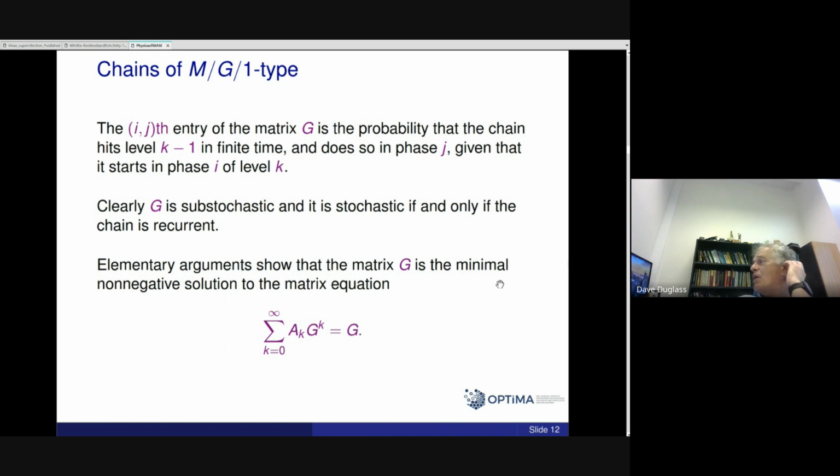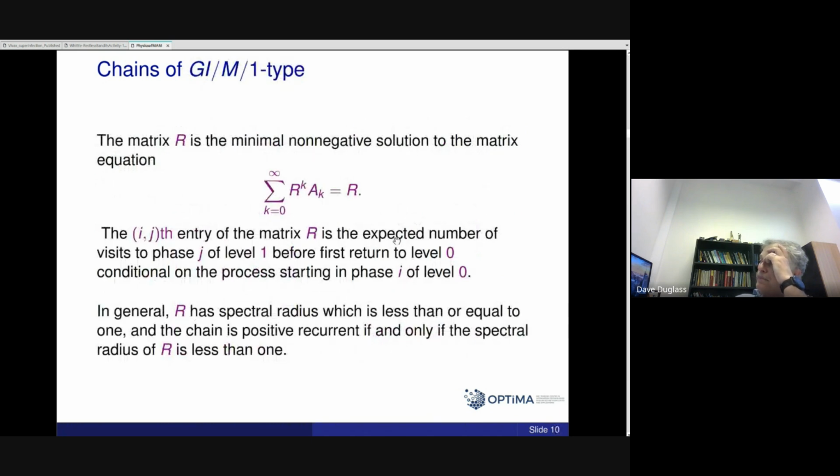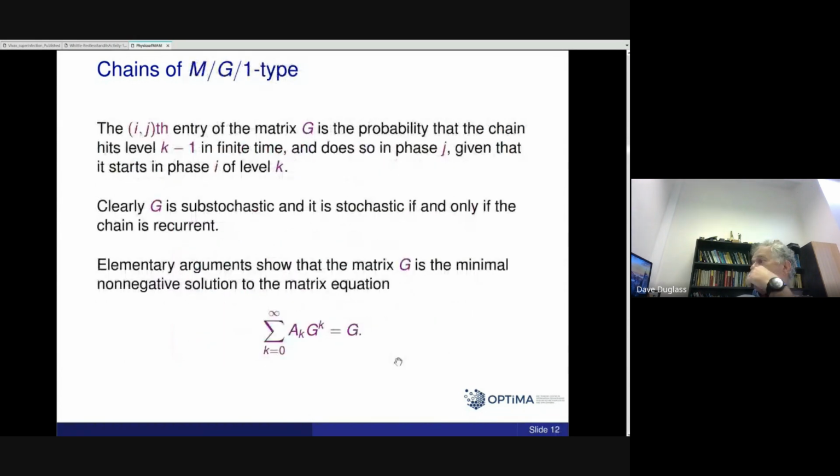And you can use elementary arguments to show that this matrix G is also a minimal non-negative solution of a matrix equation. This one here, the sum from k equals 0 to infinity of A_k G^k is equal to G. So I'm just going to get back to the previous equation we had for the matrix R, which is here. And you see, this is really saying that R is a left solution of a matrix equation involving these transition matrices A_k. And here, G is a right solution to the same matrix equation. And of course, matrix multiplication is not commutative, so these solutions aren't the same.